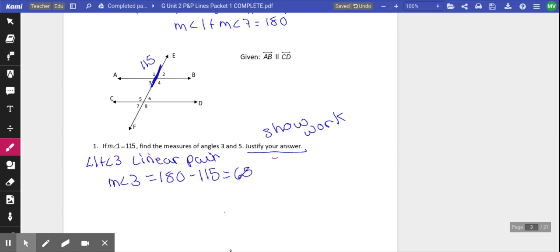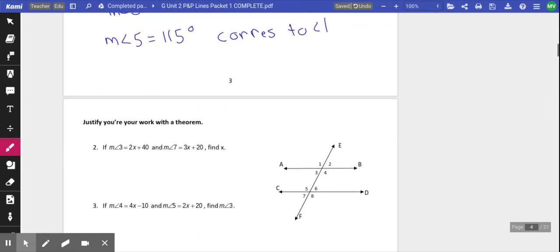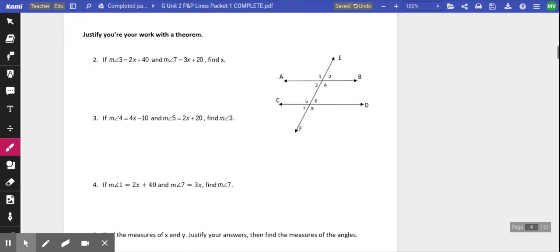Then I know the measure of angle 5 equals 115 because it corresponds to 1. And that's all there is to that problem. So I want you to pause and notice that these ones, they justify your work with the theorem. So that means you're going to tell me what theorem.